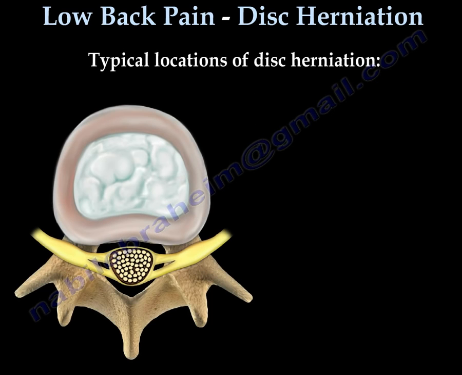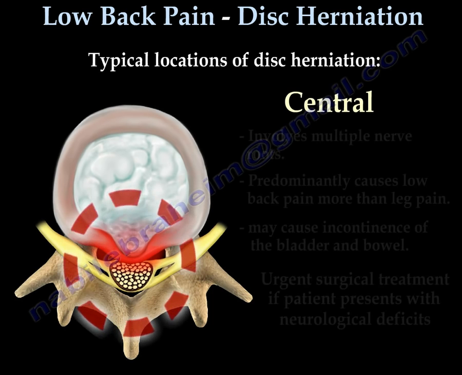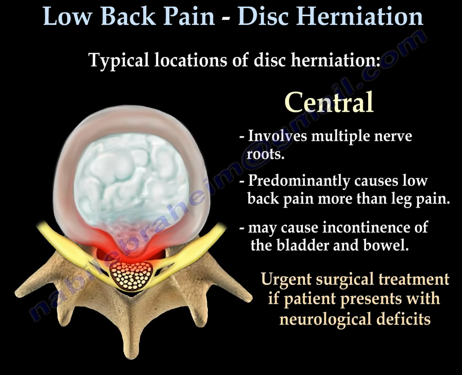Typical locations of disc herniations. There are 3 typical locations for disc herniations. It's central. It's a rare condition. It will affect multiple nerve roots. Patient will have back pain more than leg pain. It may cause incontinence of bladder and bowel. Urgent treatment is necessary if the patient presents with neurological deficit.